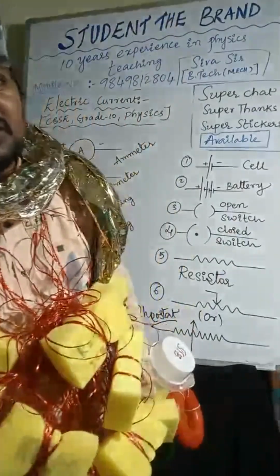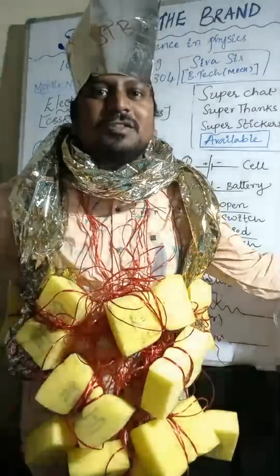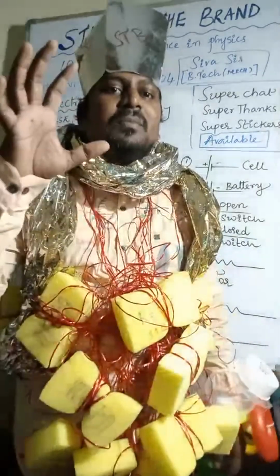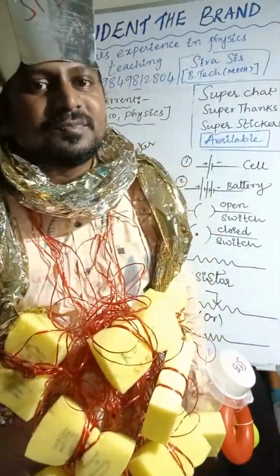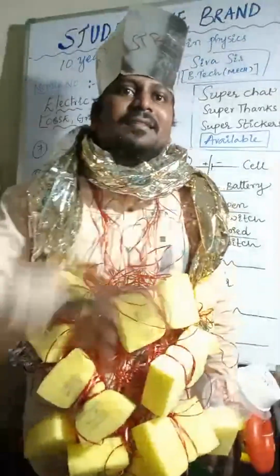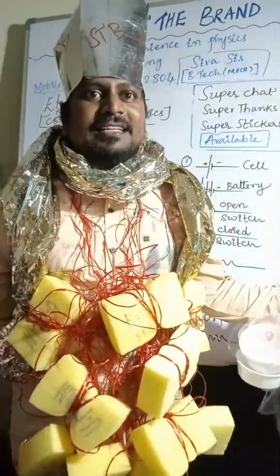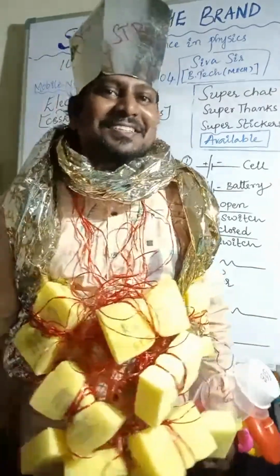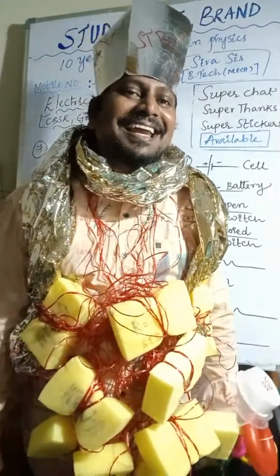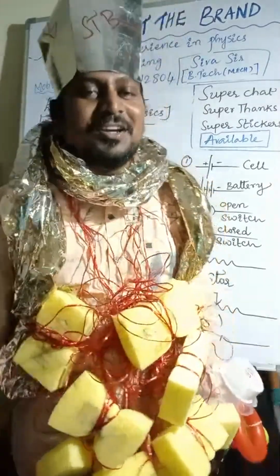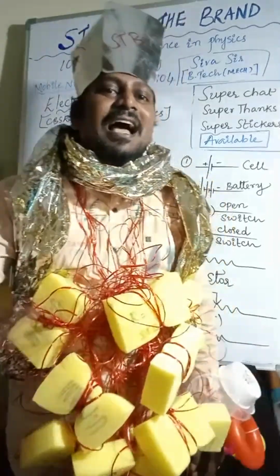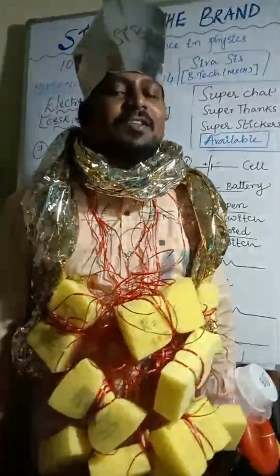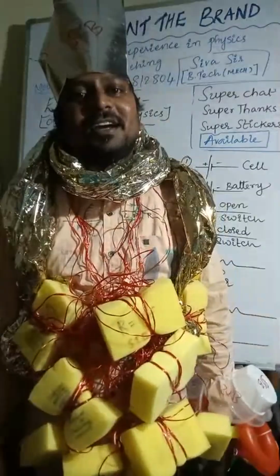Ammeter is a device which is used to measure the electric current. Voltmeter is a device which is used to measure the potential difference. Ammeter will be connected in series to the circuit. Voltmeter is connected in parallel to the circuit. Yes or no? So this is about ammeter and voltmeter.